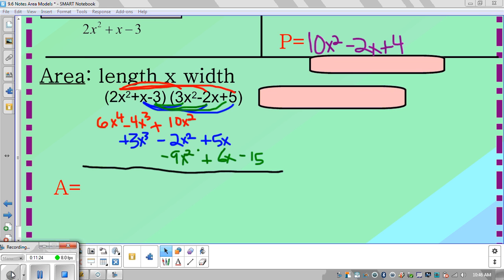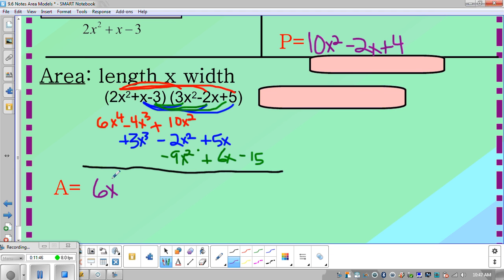When you distributed the -3, were you able to get -9x squared plus 6x minus 15? Once I have that, I must now add only my like terms together. There is only one term that is to the 4th power, so that is 6x to the 4th. When I look at my x to the 3rds, I have -4 plus 3, which is a -1x cubed. You do not have to write the 1, but you do need the negative in front of the x cubed.